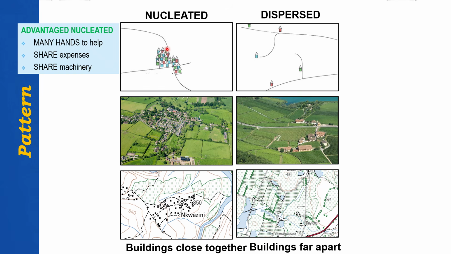If you are closer together, there's many hands to help. It's a safety advantage, because if something happens to you, there's people close by who can assist you in that rural area. Remember, today I'm just focusing on rural areas, right? If it's nucleated, there's a lot of people close by. If you scream for help, people will be there quicker. There'll be less people stealing livestock. There's more help available. There's a safety advantage if you are nucleated, okay?